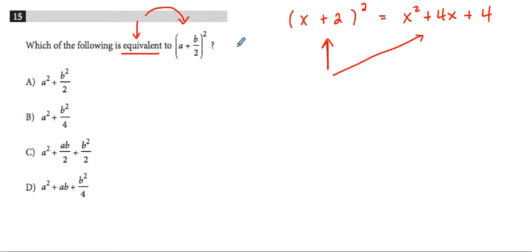Now, if you haven't watched my perfect square trinomial videos, now might be the time to do that. Well, why did that help me? Because that immediately told me that these two were out and I only had a choice between these two.